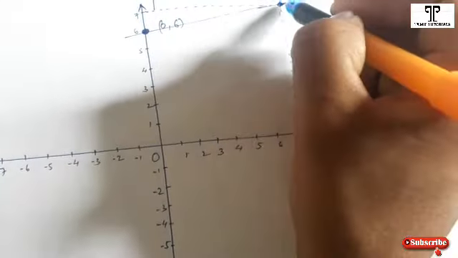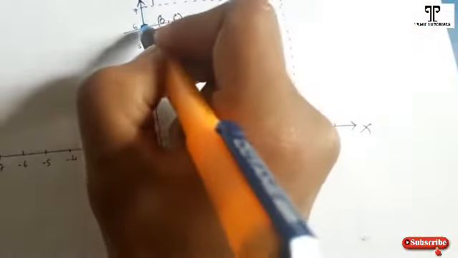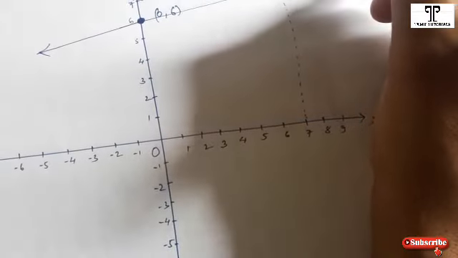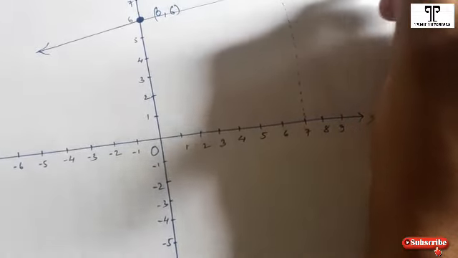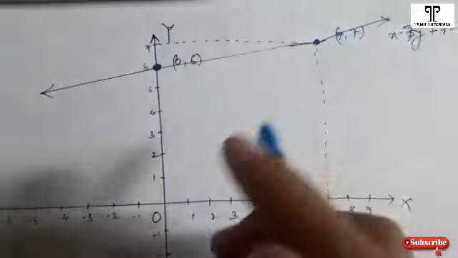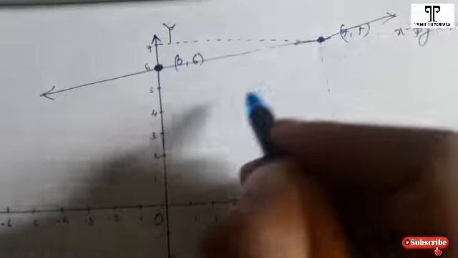Place the scale and draw. Place the ruler and draw. Though I am not using one, this line is equation 1, x minus 7y plus 42 equal to 0. So this line represents this equation. Though my line is not straight, the lines should be straight, using the ruler.